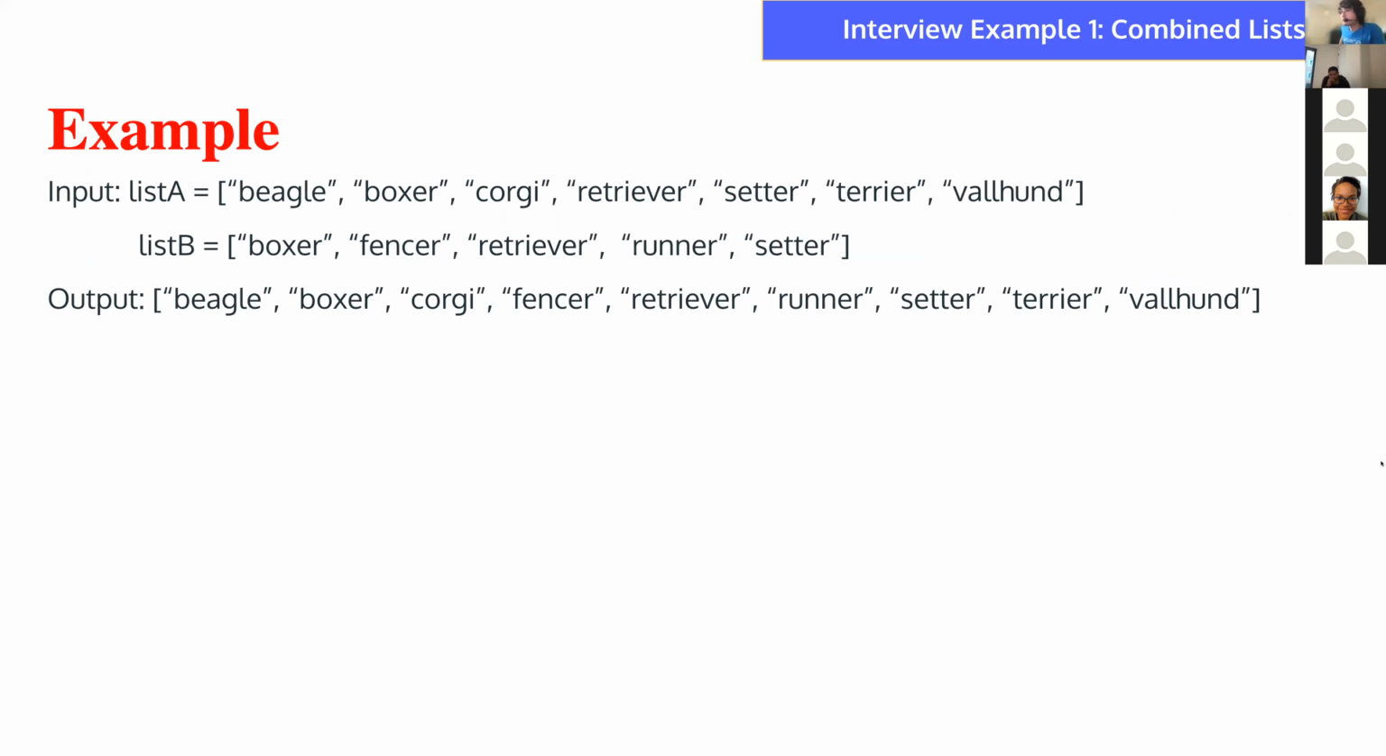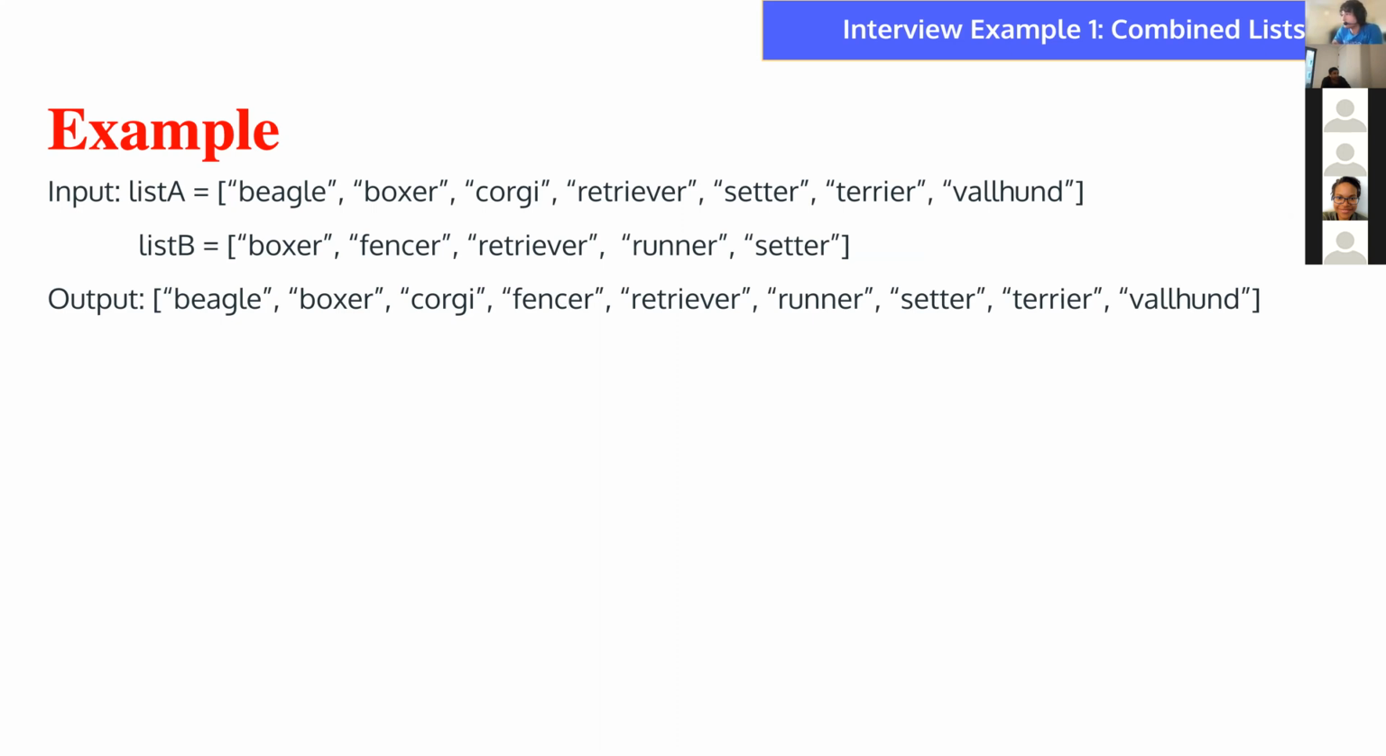If we have two lists, the first list is a list of dog breeds. The second one is, I guess, a list of professions that you might see in the Olympics. We see beagle, boxer, corgi, retriever, setter, terrier, and dogland. And we have boxer, fencer, retriever, runner, and setter.